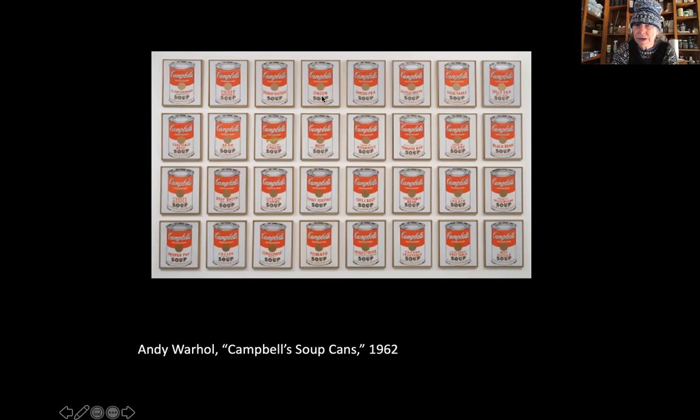You can see that each one has its own little frame. And apparently at the Museum of Modern Art, they display these in the order that Campbell's came out with that flavor. I don't know if this picture is arranged that way, but Andy Warhol was a big fan of Campbell's soup. He said he ate the same lunch every day for 20 years, which was Campbell's tomato soup and a grilled cheese sandwich.